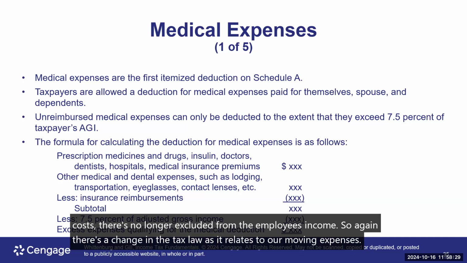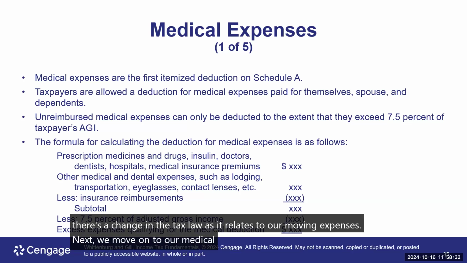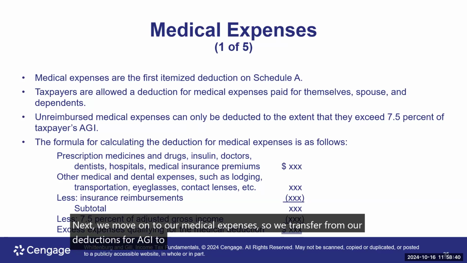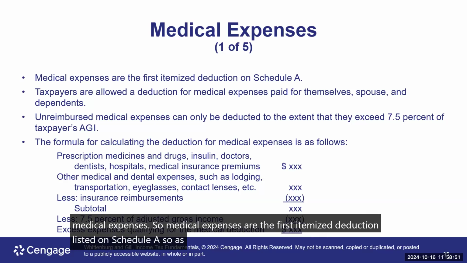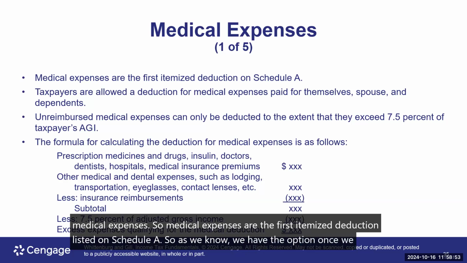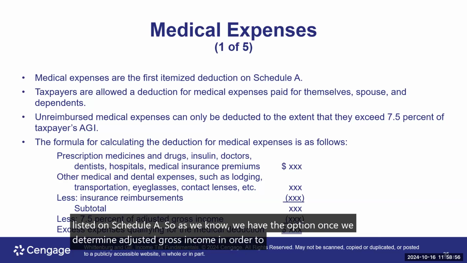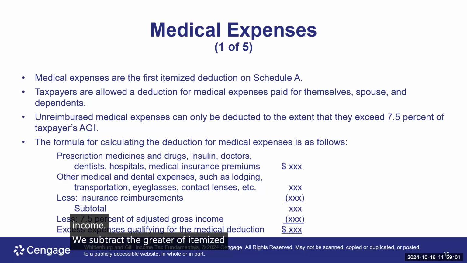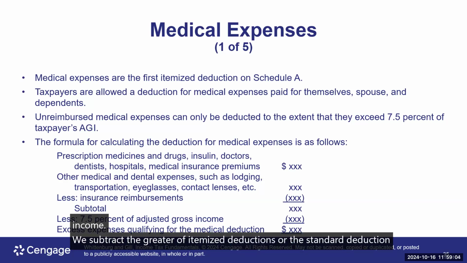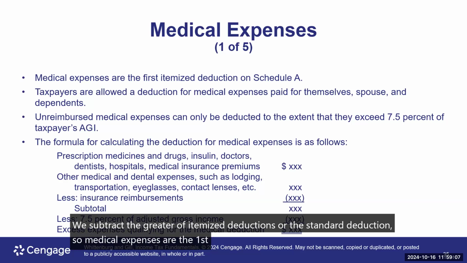Next, we move on to our medical expenses. So we transfer from our deductions for AGI to our deductions from AGI. We start off with medical expenses. Medical expenses are the first itemized deduction listed on Schedule A. As we know, once we determine adjusted gross income, in order to determine our taxable income, we subtract the greater of itemized deductions or the standard deduction. So medical expenses are the first itemized deduction on Schedule A.